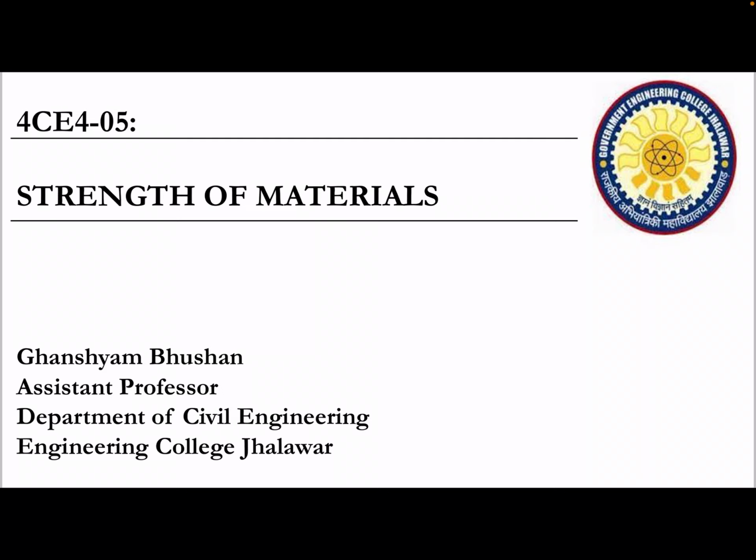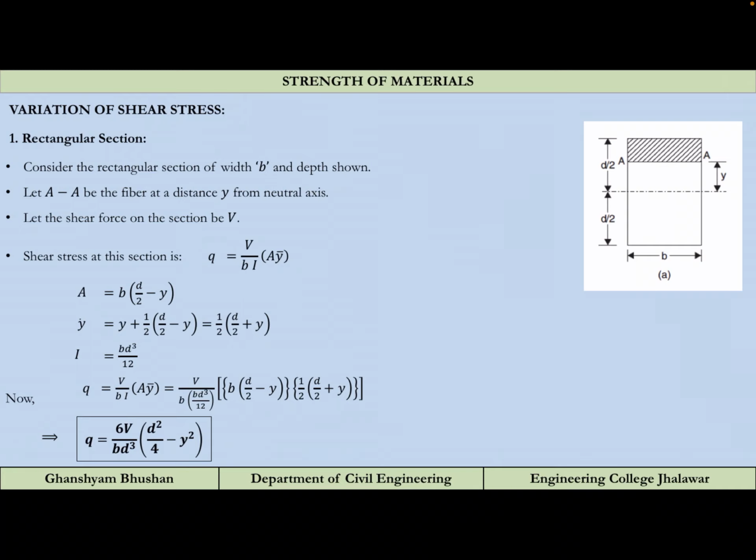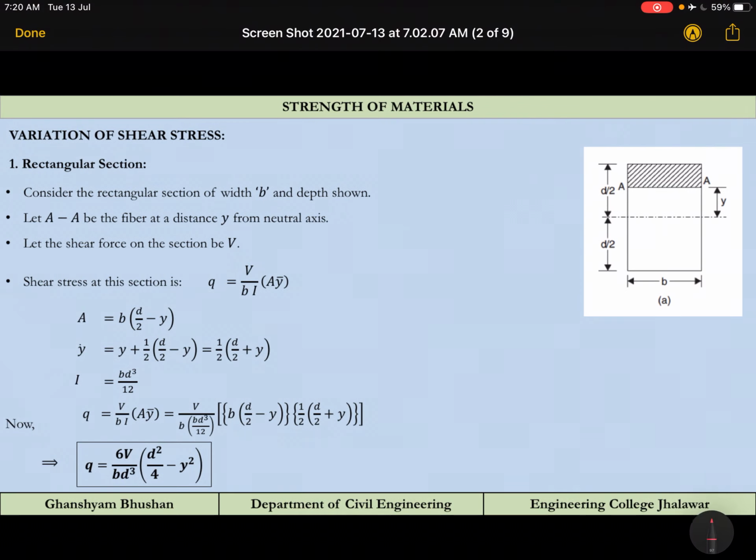So today we are going to see the variation of shear stresses for the standard cases. The first case which we are going to see is the rectangular section, how the shear stress will be varying in a rectangular section. So this is any rectangular section. The width is B and the total depth is D. So the cross section area is B times D.